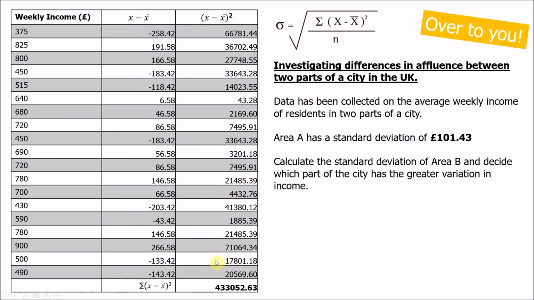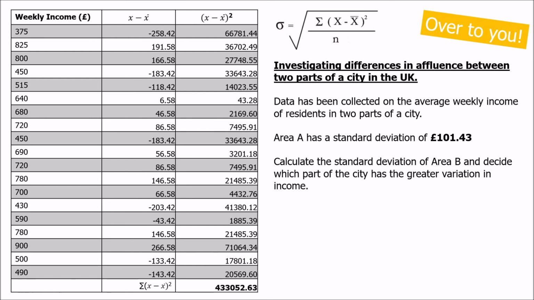First thing you should probably do is check your overall total down here for the sum of x minus x bar squared. If you got that right, if you got 433,052.63, then your calculations will have been done correctly. If you got a different answer, then you've gone wrong somewhere. It's worth just going back and then working through and seeing where you went wrong.